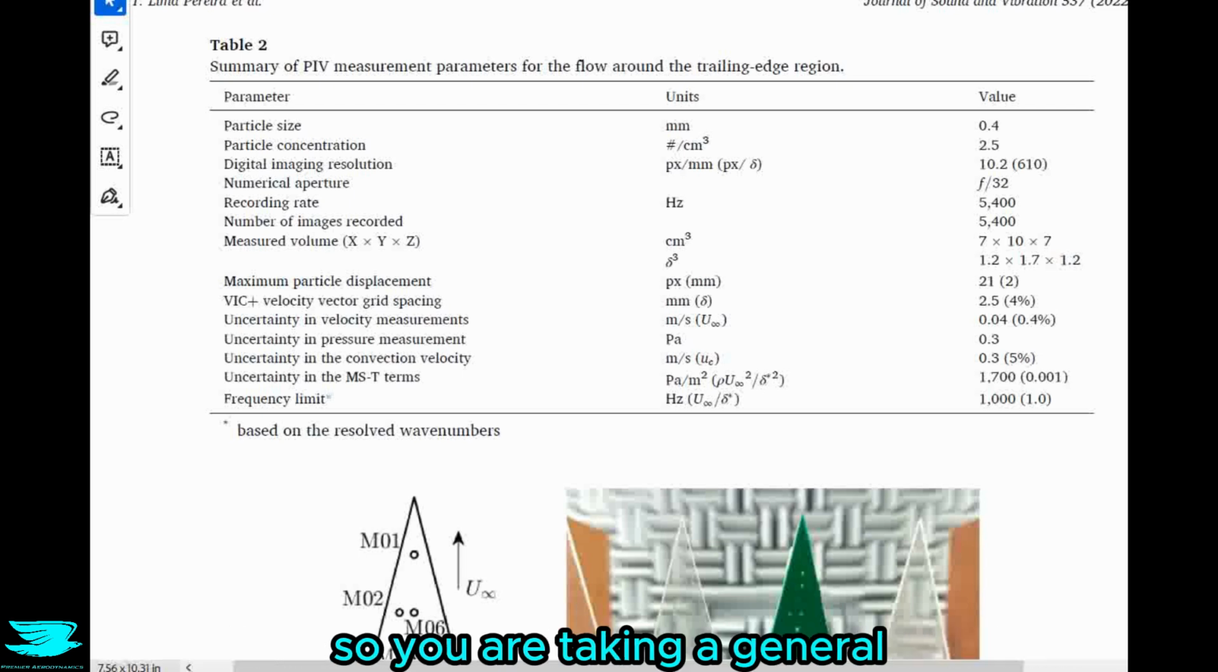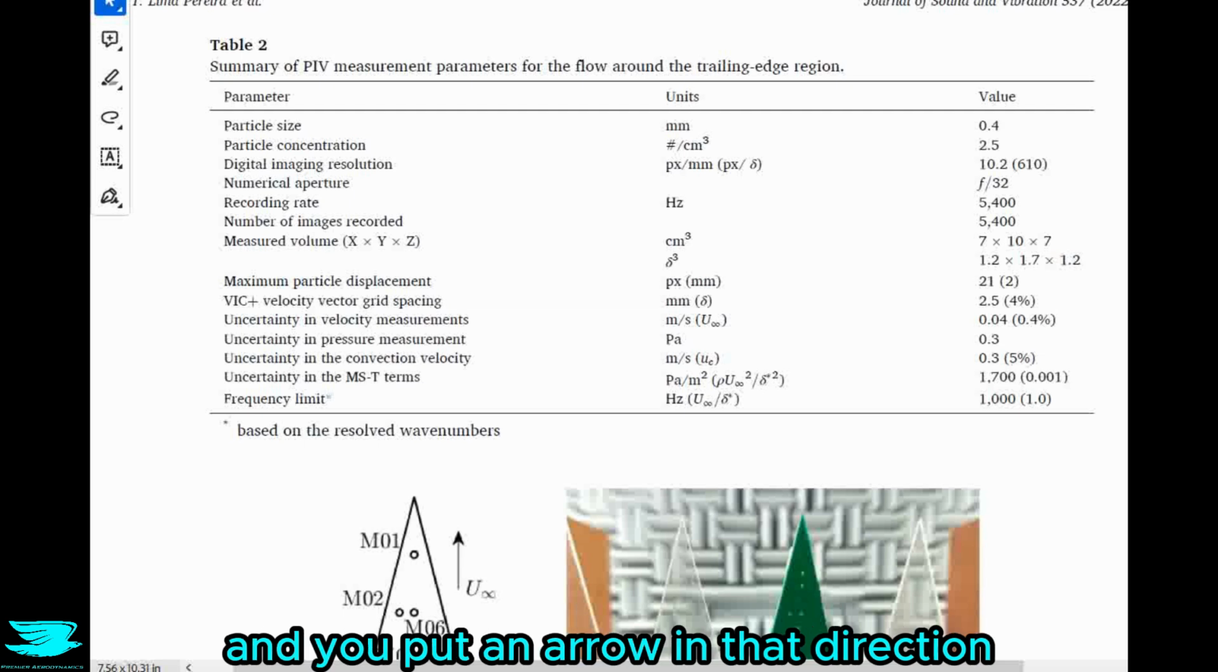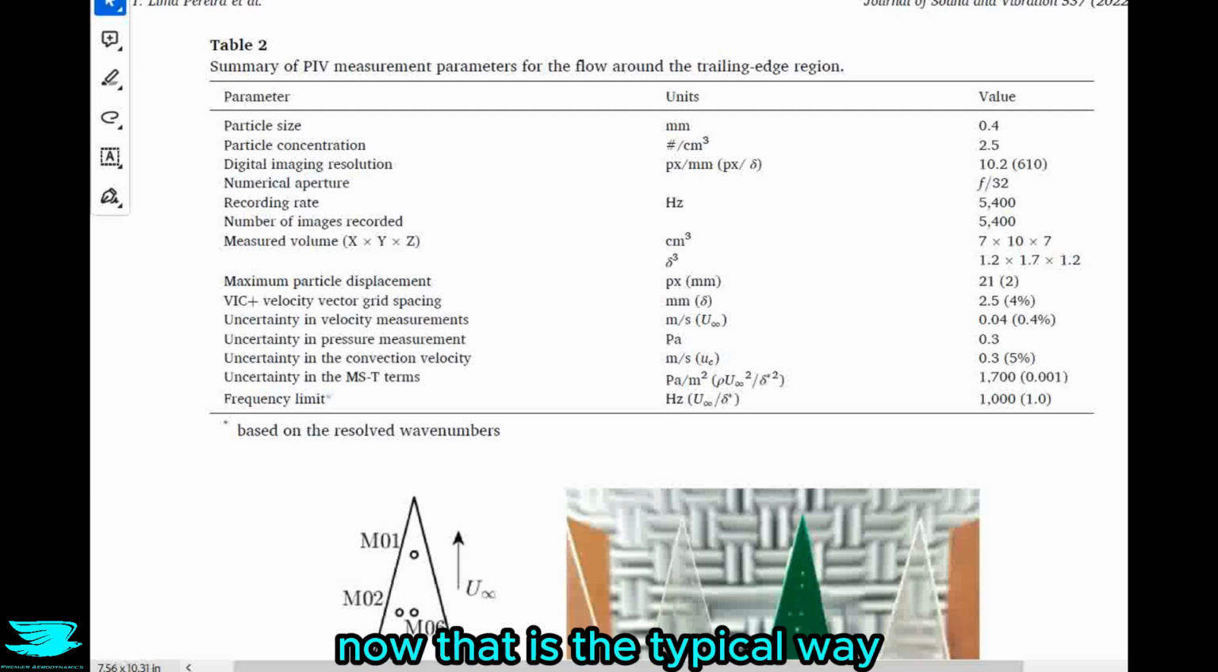So you are taking a general average of what is going on in this window, and then you say, okay, in this region, which is 16 pixels by 16 pixels, the flow is moving in this direction, and you put an arrow in that direction. Now, that is the typical way of processing PIV results.